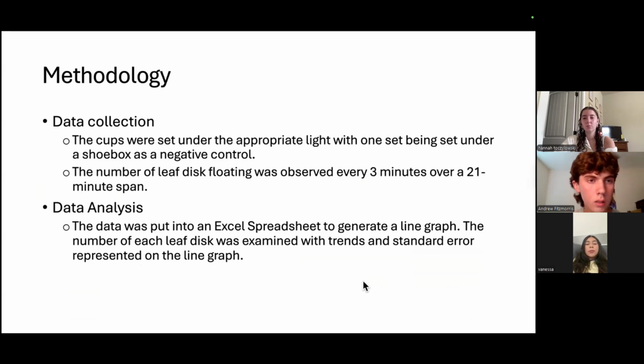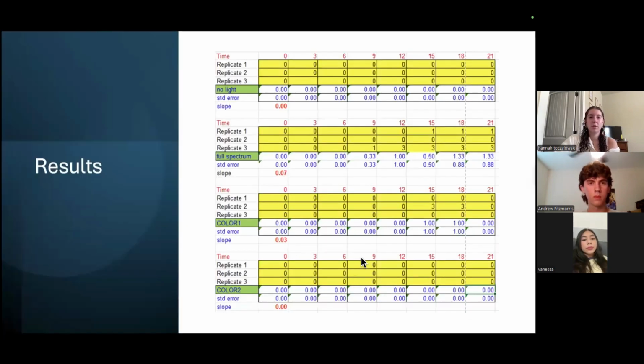For the data collection, we set the cups under the appropriate light, with one set being under a shoebox as a negative control. The number of floating leaf discs was observed every 3 minutes over a 21-minute span. Then the data was placed into an Excel spreadsheet to generate a line graph. The number of discs for each light was examined, with trends and standard error represented on the line graph. This was the data that we collected, and I'll talk about it more in the next slide.